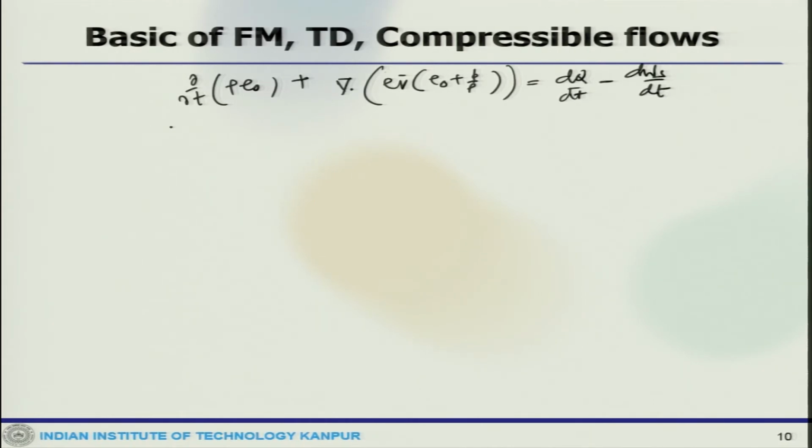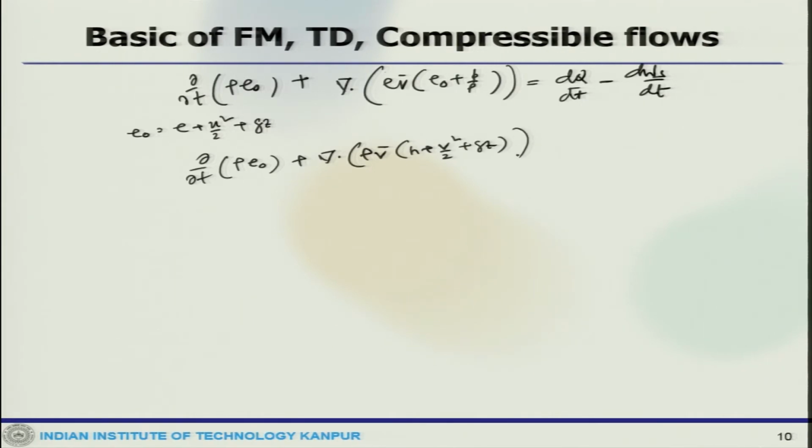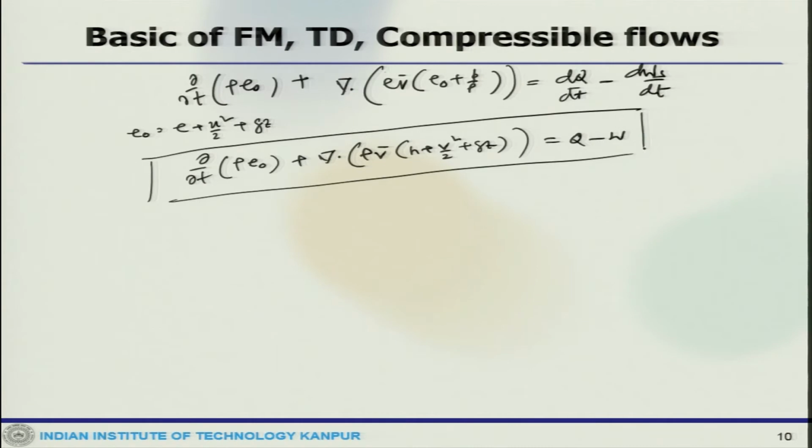So, since E0 equals E plus U²/2 plus gz, one can write it back ∇·ρV(H plus V²/2 plus gz) equals Q minus W. So, that is what you get. Now, this derivation also one can do in a conventional approach.